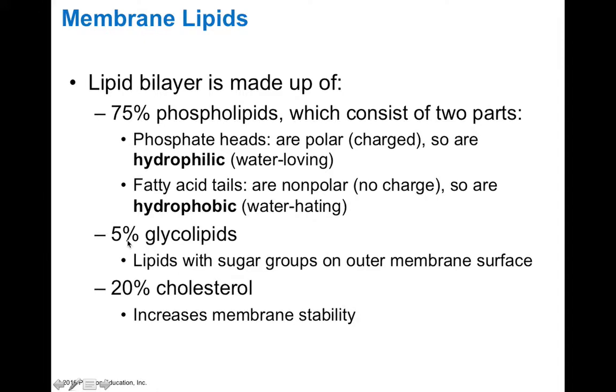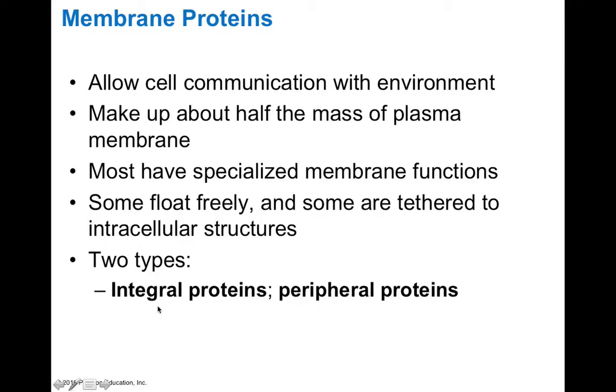Now, 5% of the membrane lipids are glycolipids, and these are the ones with sugar groups attached. These are often involved with attachment and cell signaling. And then 20% of the membrane lipids are actually cholesterol. So a pretty decent amount of those lipids are cholesterol, which actually increases the stability of your plasma membranes around your cells. Now, in terms of membrane proteins, they have a variety of functions.